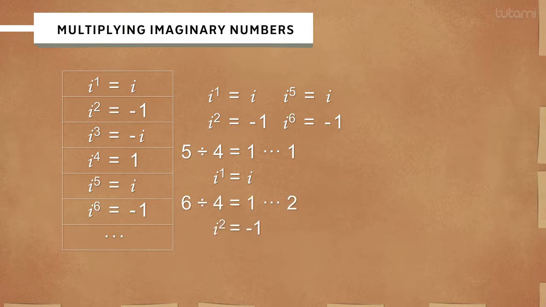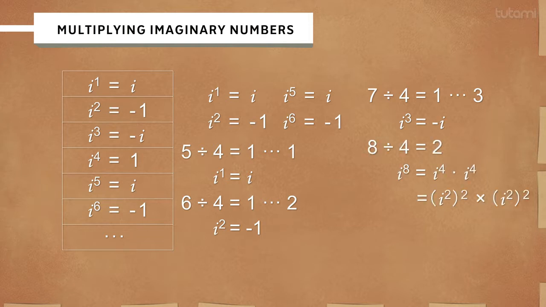This makes sense because if we square the square root of -1, the root and the exponent cancel each other out, and we're left with what was inside the square root symbol, right? And so on. If the remainder is 3, the value is -i, and if the remainder is 4, then the value is 1.